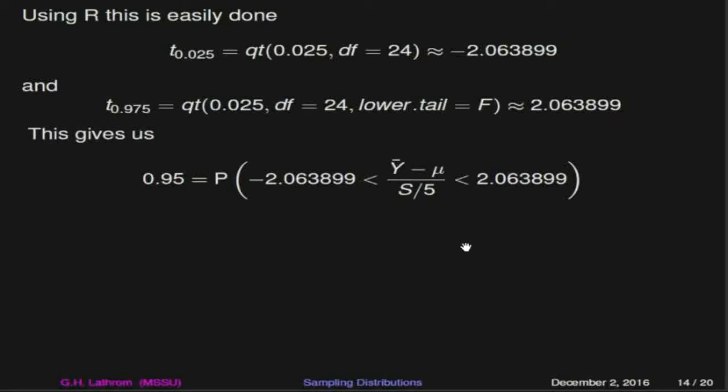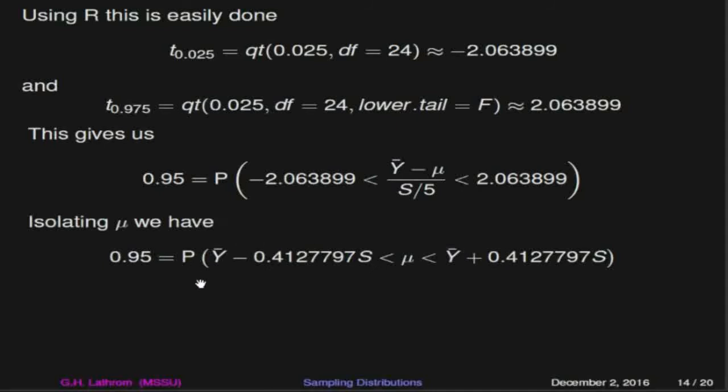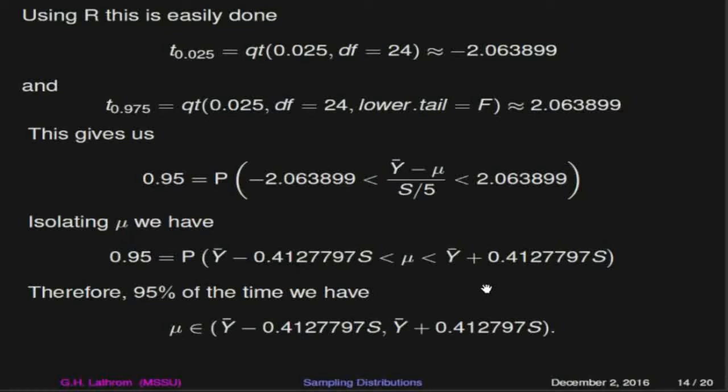We set our upper bound and our lower bound, and then we solve for mu. So solving for mu, we get this expression, and so our 95% confidence interval will be, from our sample, we take the mean, subtract 0.41 times the sample variance, and add on that value times the sample variance to the mean, and that gives us our confidence interval.